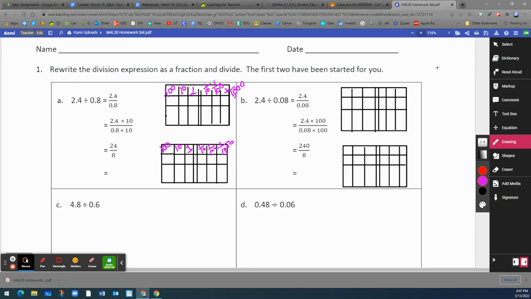All right, on this one, we're going to divide. We're going to convert division into a fraction and then divide. We're going to use decimals as we move along through this lesson.